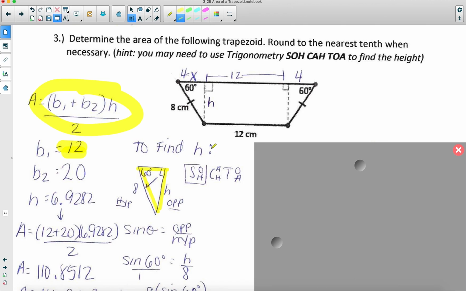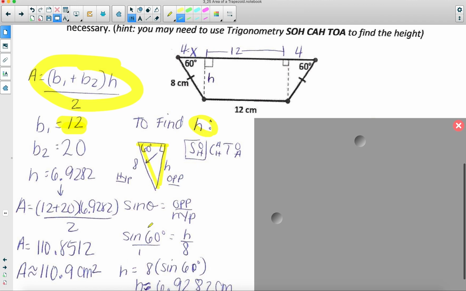And I first started by trying to find the height. So I placed an H at the height. And I use this as my reference angle. And I know opposite the right angle is the hypotenuse. Opposite the reference angle is my opposite side. So with O and H, that's the S, or the SO in SOHCAHTOA, which is sine. So I have my reference angle is theta. I have the side opposite is H, and I have my hypotenuse is 8. I'm just substituting everything into my sine of theta equals opposite over hypotenuse.